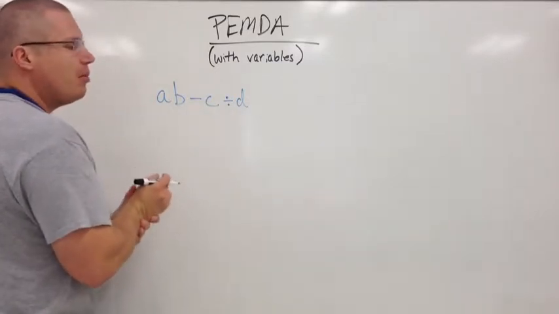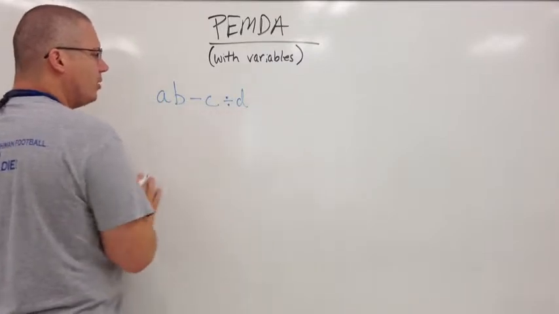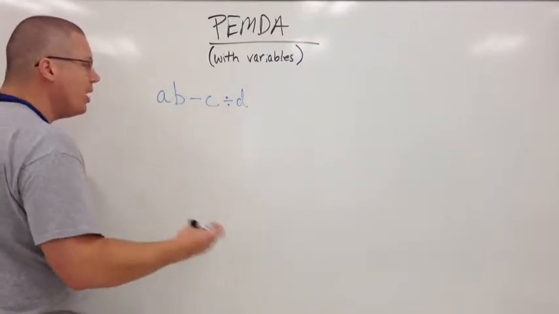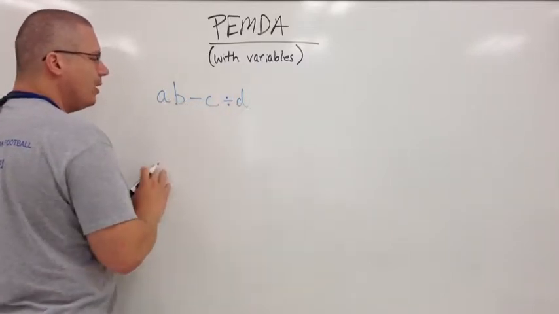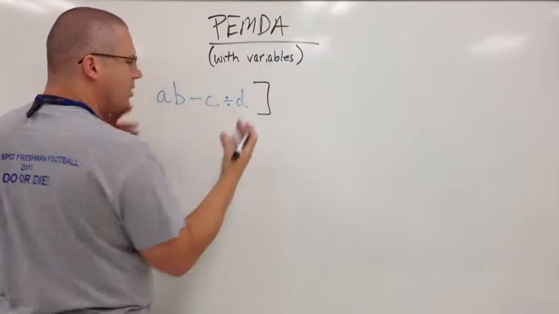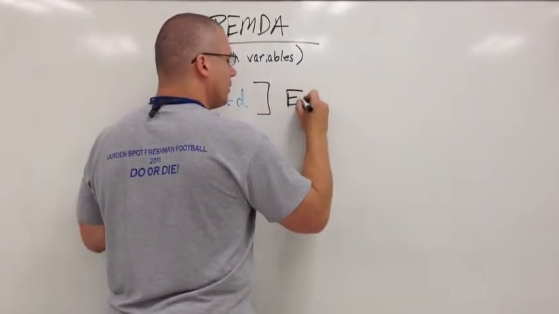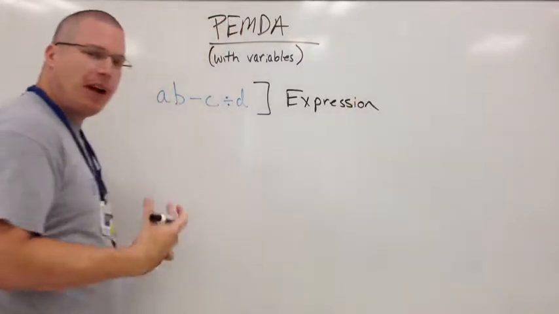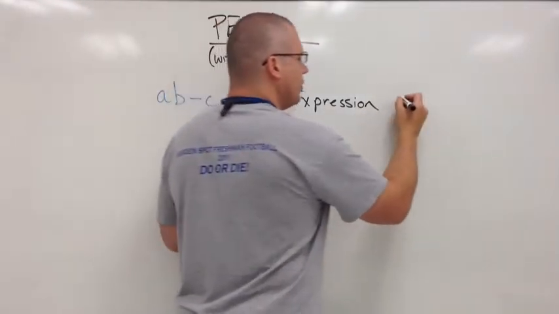So we're going to take a look at variables just to get a few definitions out of the way. If I would see something that looks like this. Now you remember a variable stands for a number that we don't know. So this is an A, a B, a minus C, divided by D. First of all, this entire piece, this thing, is not necessarily called a problem. Its official name is, it's an expression.